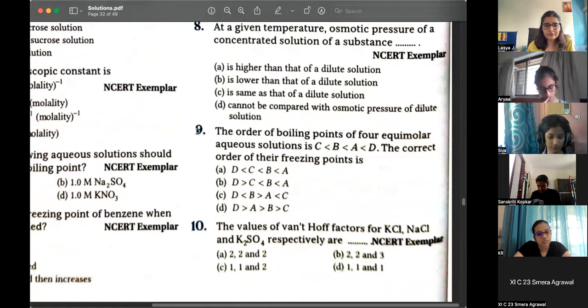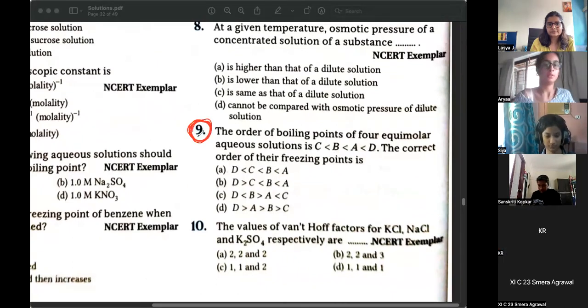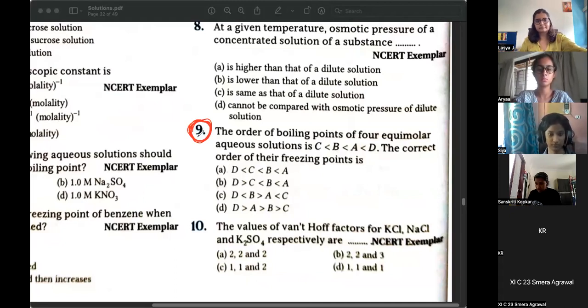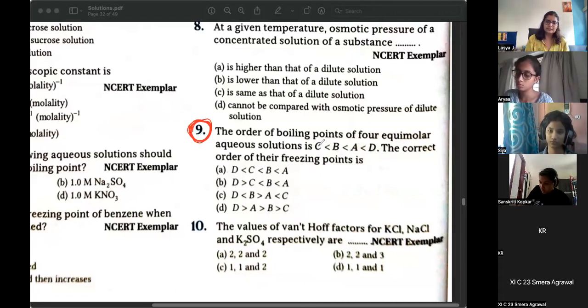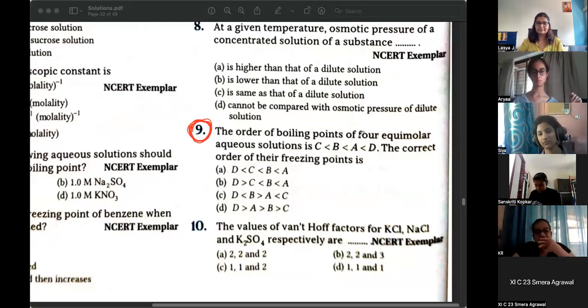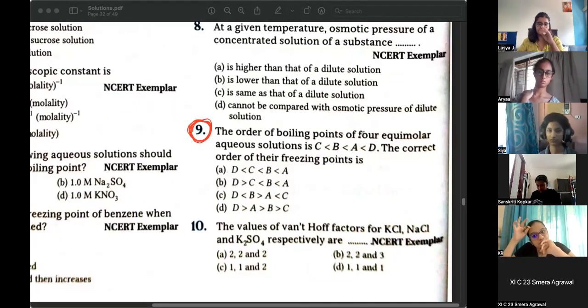Okay, rest of you look at number 9. Sanskriti, finish off your calculation and then you also look at number 9. So it's more of an understanding related thing. The order of boiling points of 4 equimolar aqueous solutions: concentration is the same, but the order of boiling point is C highest, then B, then A, then D. The correct order of their freezing points is. Ma'am, C is lowest, right? Oh, sorry. C is lowest, followed by B, followed by A, followed by D. Yeah. What is the correct order of the freezing points?